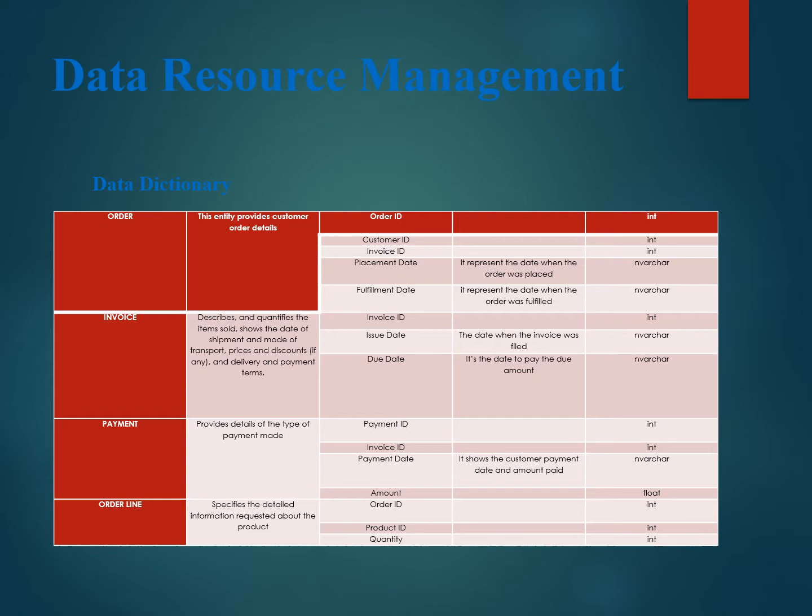Right here is more of the data dictionary. For example, an entity will be order, and the description is that the entity provides the customer order details. The attributes will be order ID, customer ID, invoice ID, placement date, fulfillment date, and so on. It gives you the description and the type, whether integers or characters.